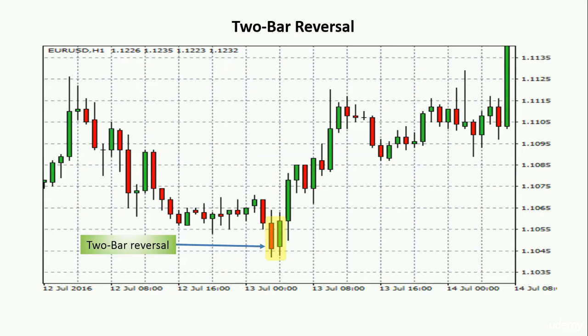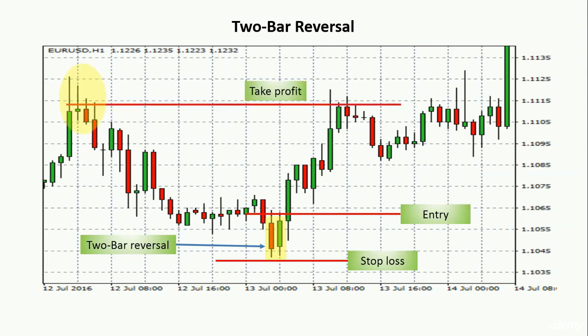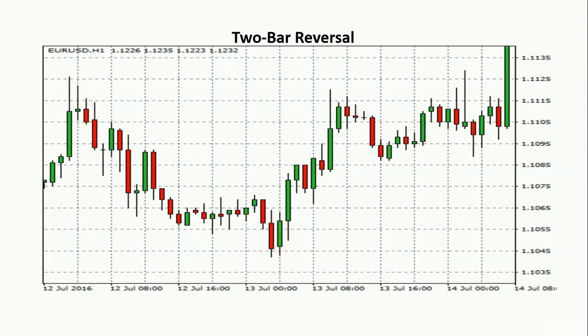So the entry for this setup can be just here, while your stop loss will be here, just below the 2-bar setup. Your first take profit target would be at least the previous swing high and can be projected just here. As I have said before, when you become familiar with this setup, you will be able to spot it easily many times during the day and across different time frames.